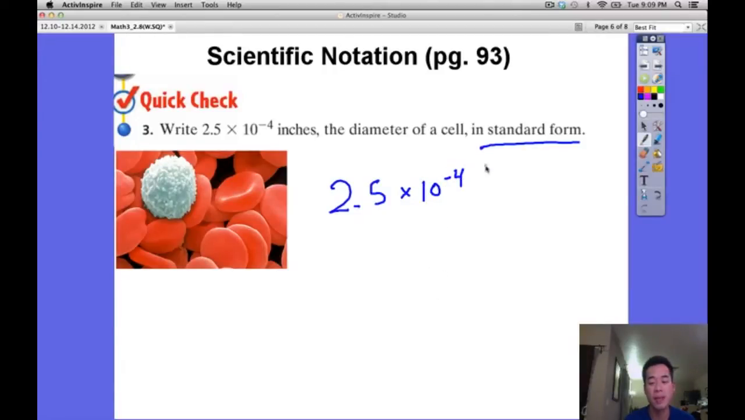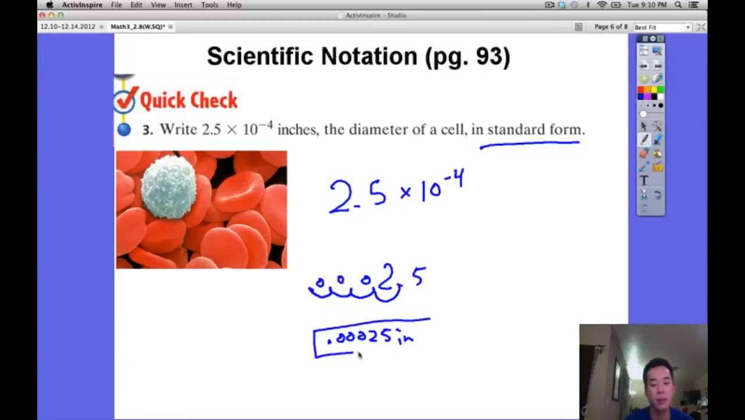And this is a negative exponent, so that means I need to make the number small. You can think about it as a negative number means small, so my final answer, if I write it out in standard form, is going to be much smaller. So just write 2.5, move the decimal 4 times to the left, 1, 2, 3, 4, put the decimal, fill in with zeros. So my final answer in standard form is going to be 0.0025 inches. And that is standard form.